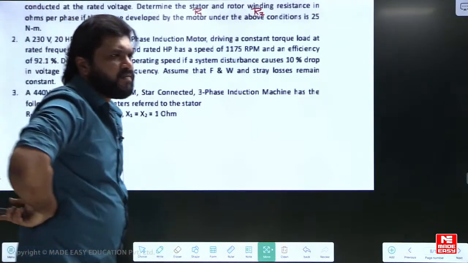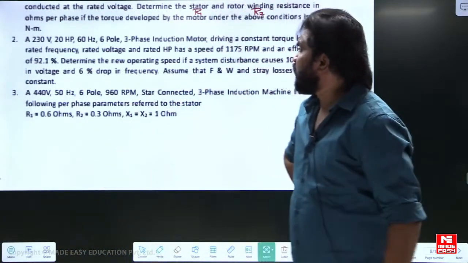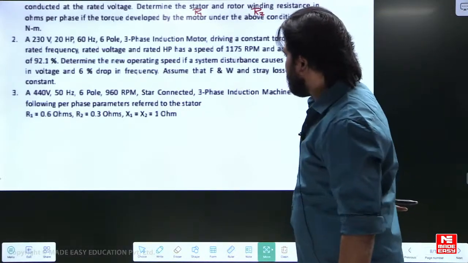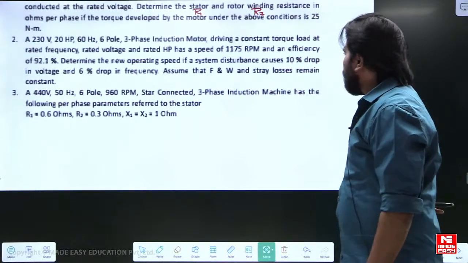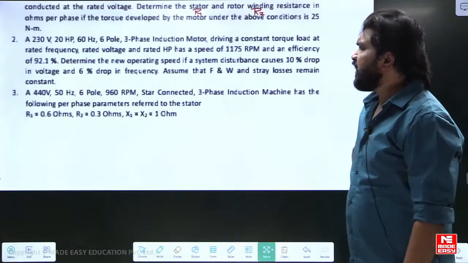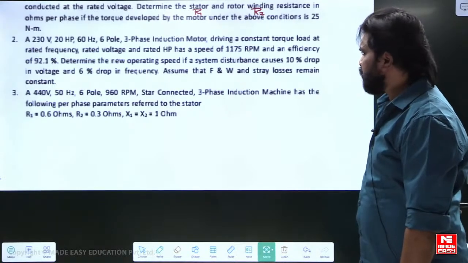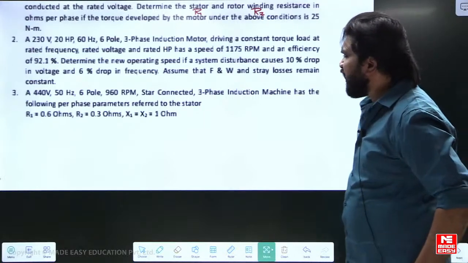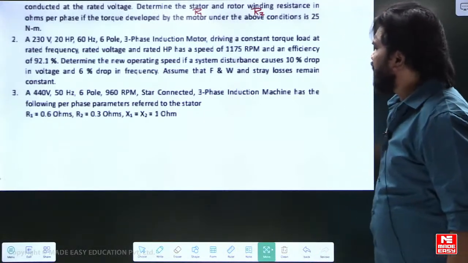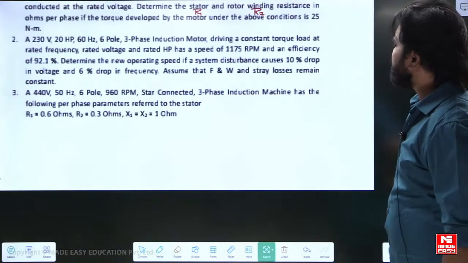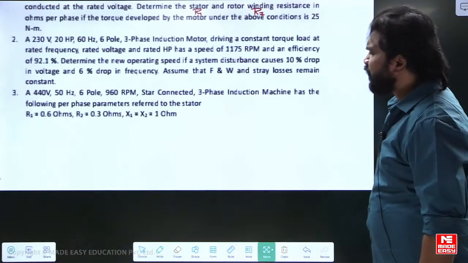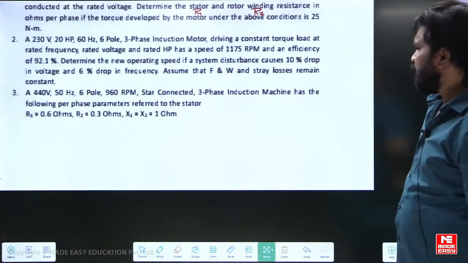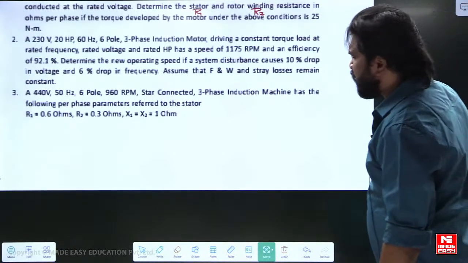Next, second question: a 230 volt, 20 HP, 60 Hertz, 6 pole, 3-phase induction motor, driving a constant torque load at rated frequency, rated voltage and rated HP, has a speed of 1175 RPM and an efficiency of 92.1%. Find the new operating speed if a system disturbance causes a 10% drop in V and a 6% drop in frequency. Assume friction and windage and stray losses remain constant.